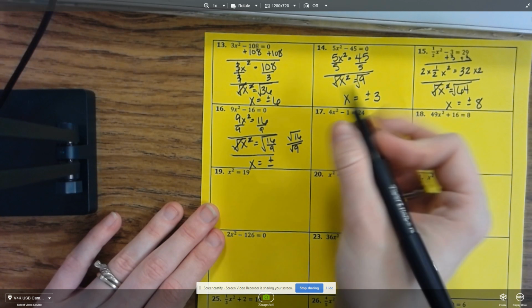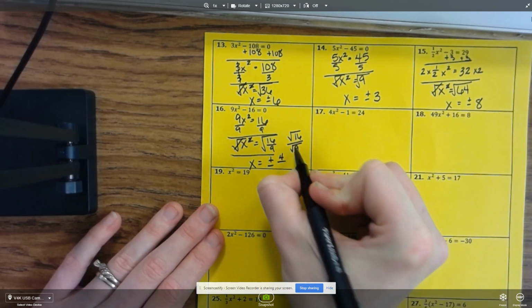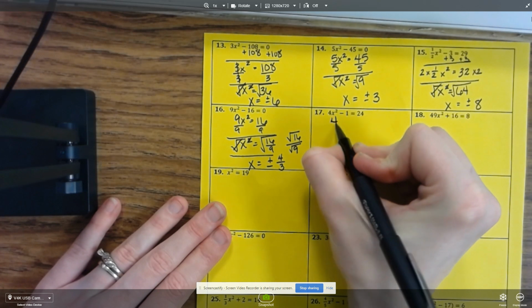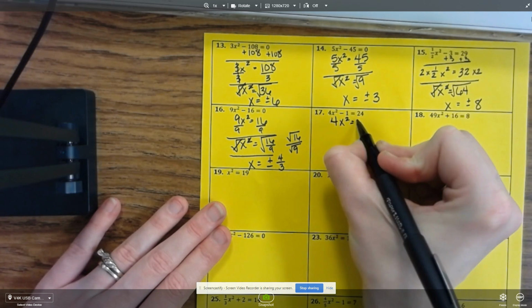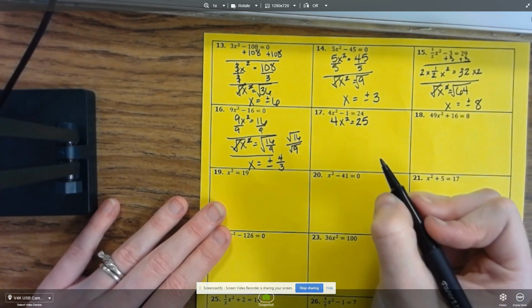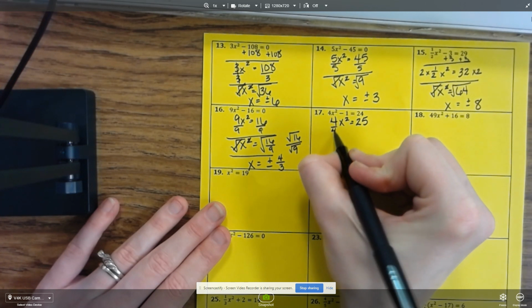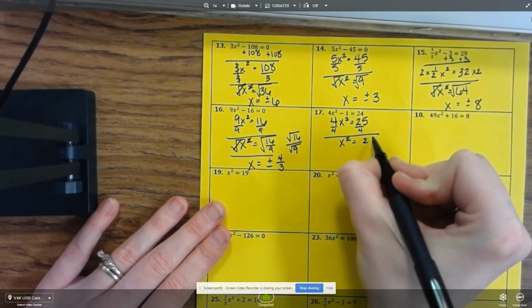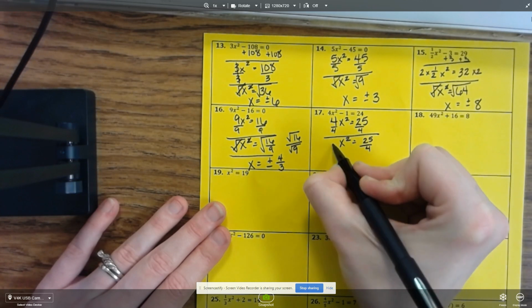So the square root of 16 is 4. The square root of 9 is 3. All right, so here I would have 4x squared equals 25. Same thing, we've got to divide both sides by 4. So I would have x squared equals 25 divided by 4.